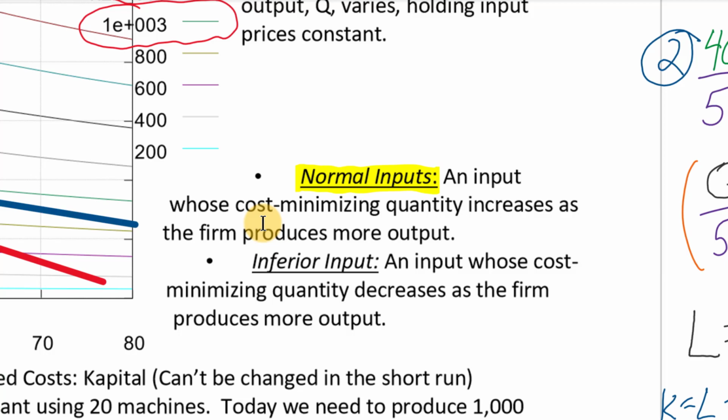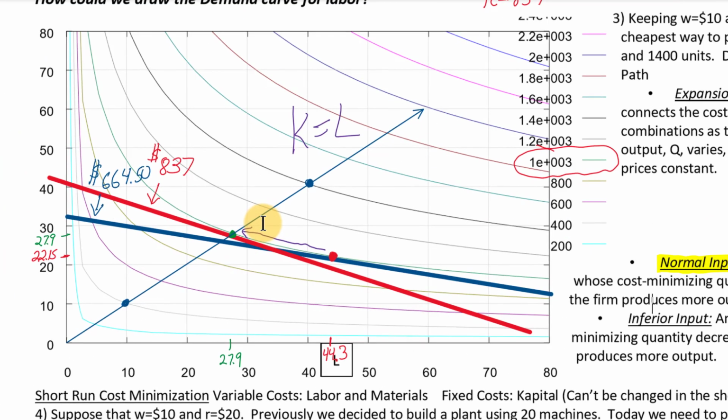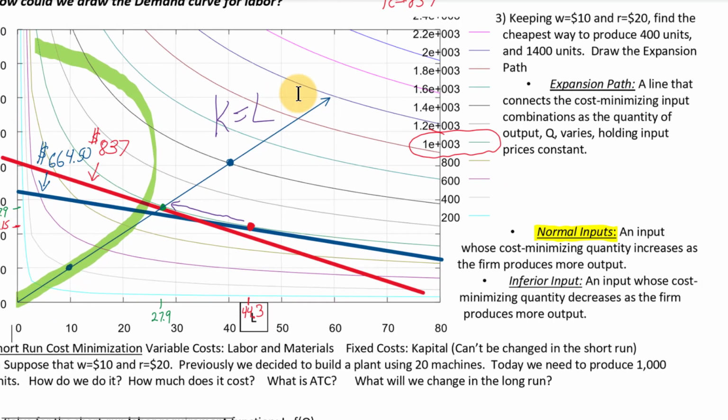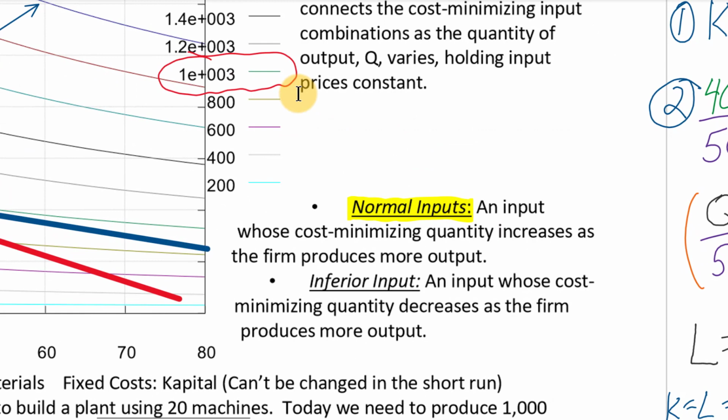In that case, if what we saw was as we expanded output, we might imagine an expansion path that looks like this. Maybe beyond some output level, we should use less and less labor and just solely substitute labor for machines. This backward bending or negatively sloped part here would indicate that at least in this region of production, labor is an inferior input. It's very similar to the idea of an inferior good.